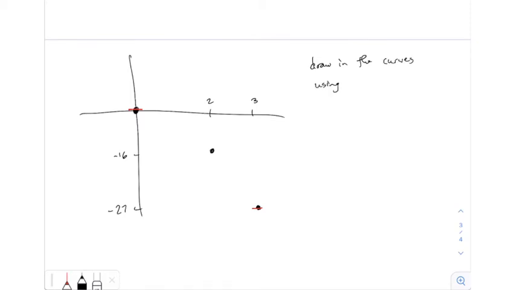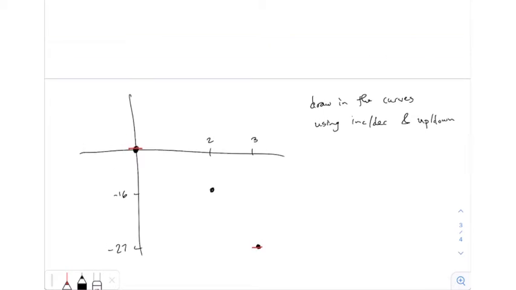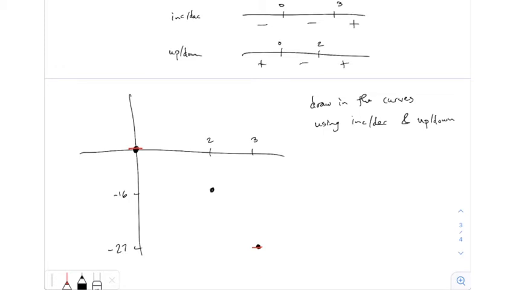And now, the rest of your job is connect the dots, draw in the curves, using the correct shapes given by the increasing, decreasing, and the up-down thing. So what you need to do is sort of summarize the two charts that we made before. I will copy them down again. This was the increasing, decreasing one. It said 0 to 3, and it was minus, minus, plus. And then we had the concave up-down one, and that one was 0 to 2, and it was plus, minus, plus. That's what we did before.